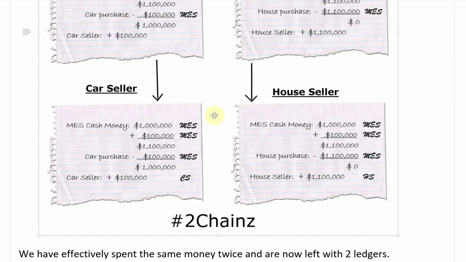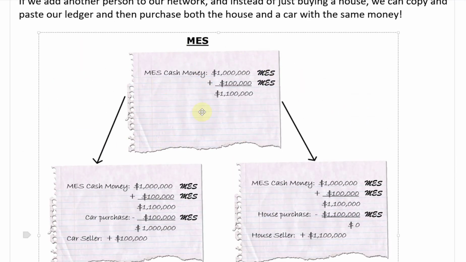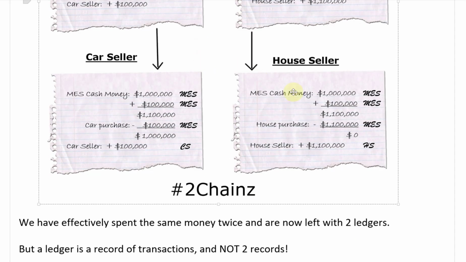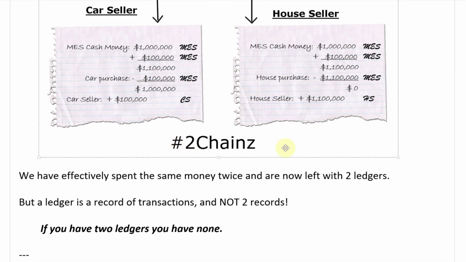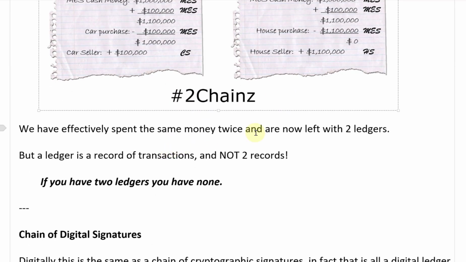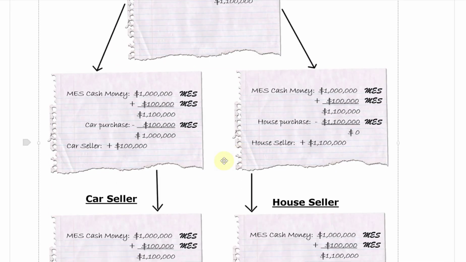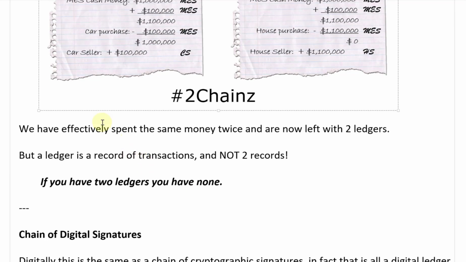But now we have two chains. From the one ledger right here, we just copy and paste and get two different chains. We've effectively spent the money twice, or double spent it, and are now left with two ledgers. But a ledger is a record of transactions and not two records. If you have two ledgers, you have none.